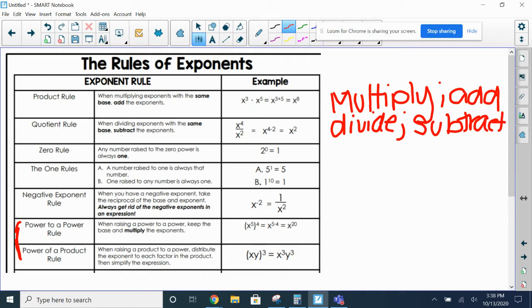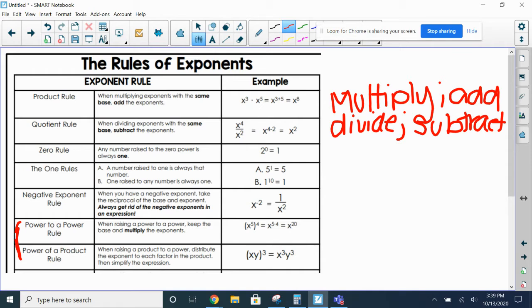And I'm going to walk you through these zero rules. So our zero rule, we know anything to the power of zero is always going to give us 1. The 1 rules, we know anything to the power of 1 is always going to be itself. And 1 to whatever power it is, no matter how many times you multiply 1 by itself, is always going to give you 1.